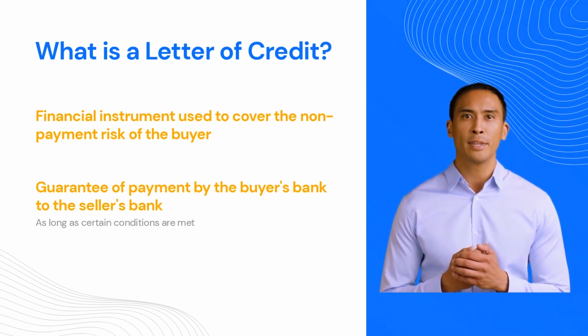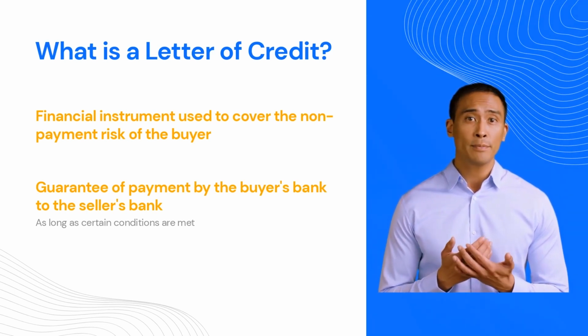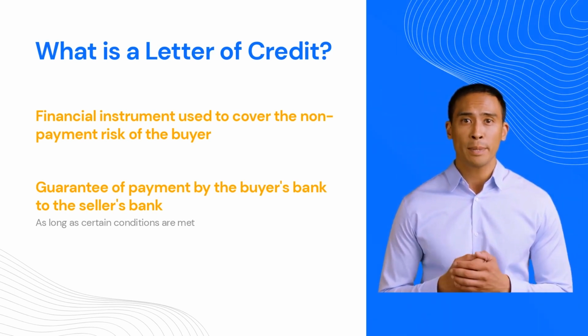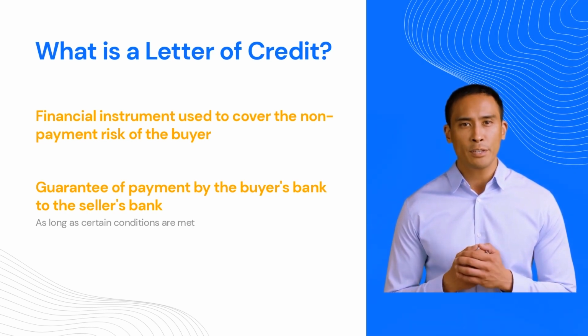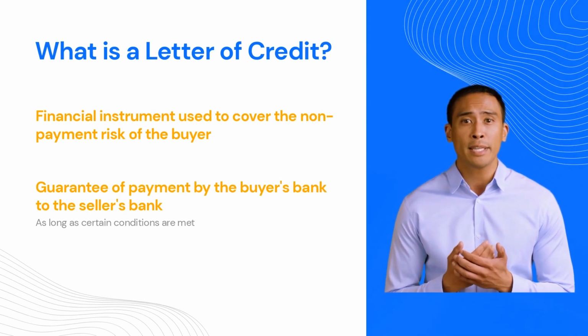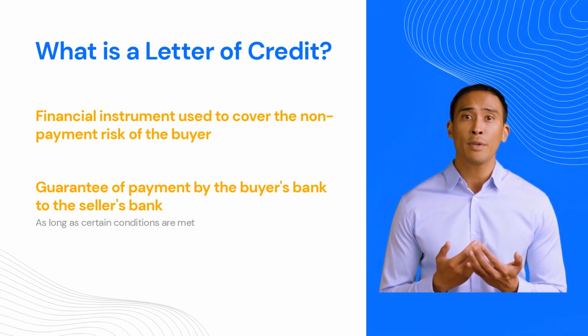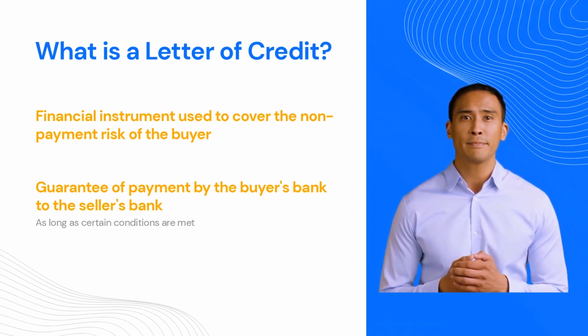When a buyer and seller agree to a letter of credit, the buyer's bank issues the letter of credit, which serves as a guarantee that payment will be made to the seller's bank once the goods are shipped and certain other conditions are met. These conditions may include things like the presentation of shipping documents, inspection of the goods, or compliance with other terms and conditions agreed upon by the buyer and seller.